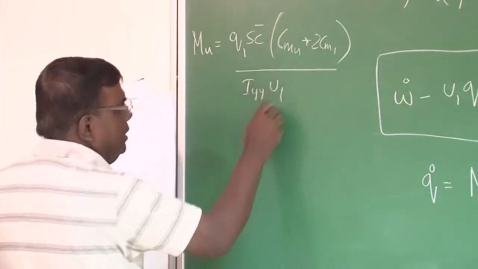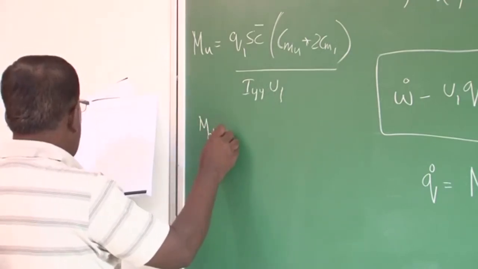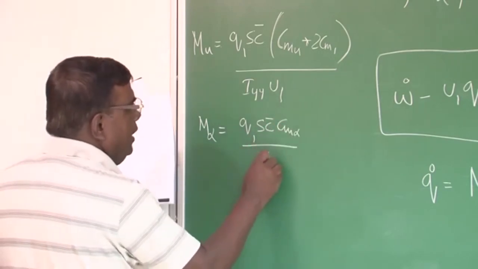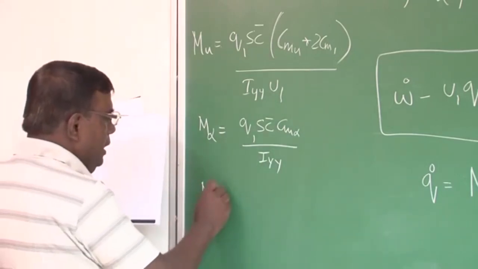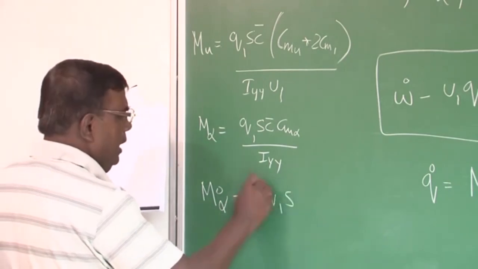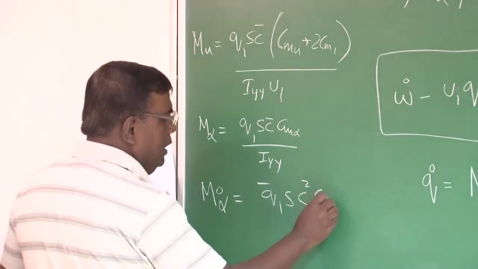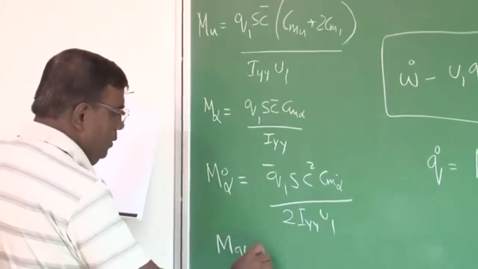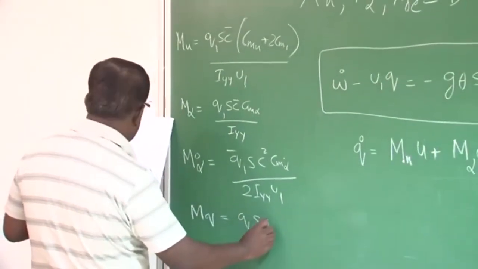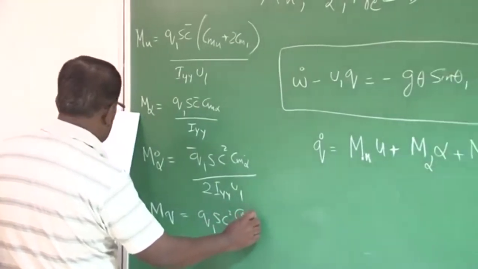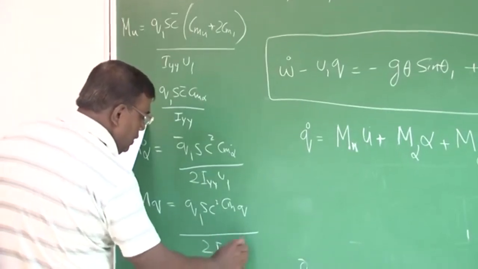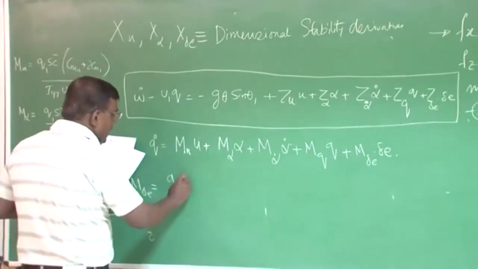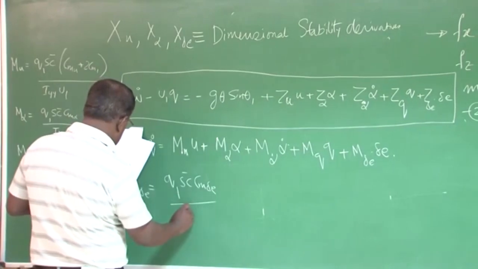by Iyy u1. Then M alpha would be equal to q1 S c bar Cm alpha by Iyy. Then comes M alpha dot, which would be equal to q1 S c square Cm alpha dot by 2 Iyy u1. Mq will be given as q1 S c square Cmq by 2 Iyy u1, and then M delta e will be equal to q1 S c bar Cm delta e by Iyy.